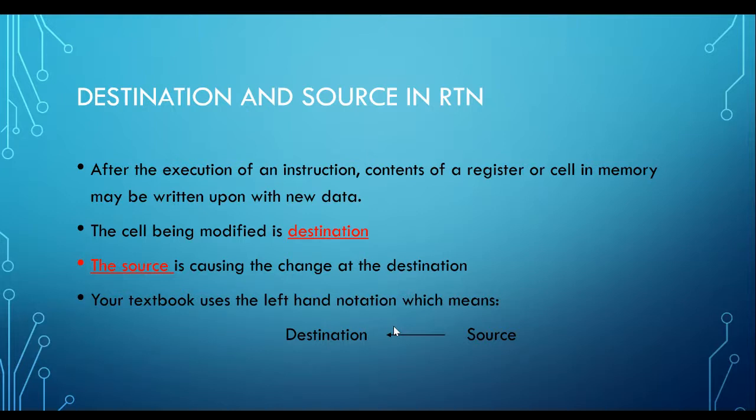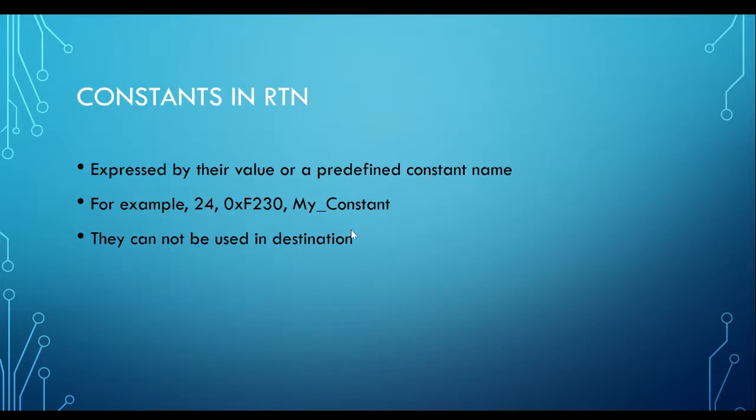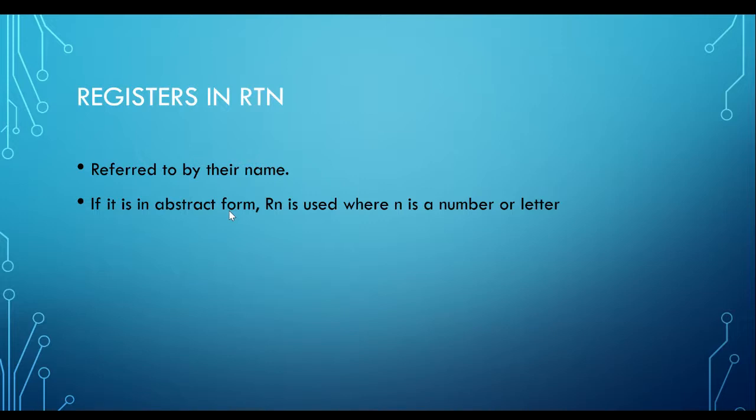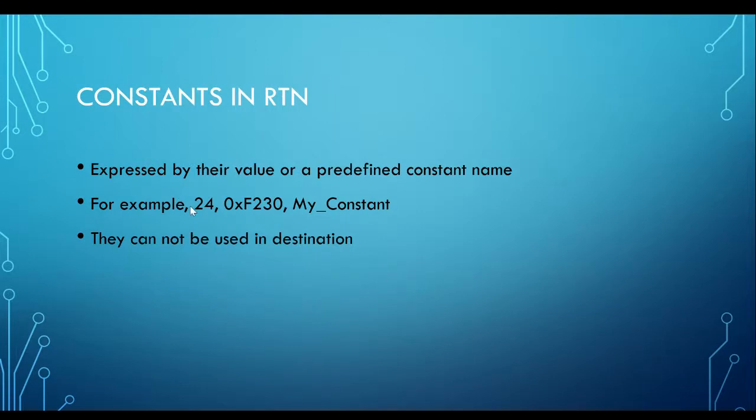When you read the template, SRC means the source, and DST means the destination. So it's more or less expressed in such a way. It can be expressed by a value, or a constant, for example 24, my constant. Okay, wait, what is this? This part is a bit confusing.